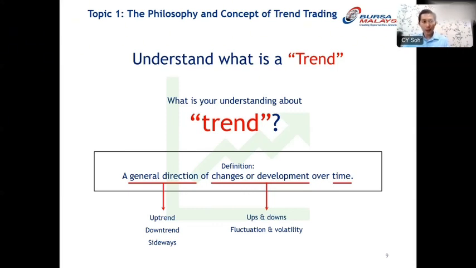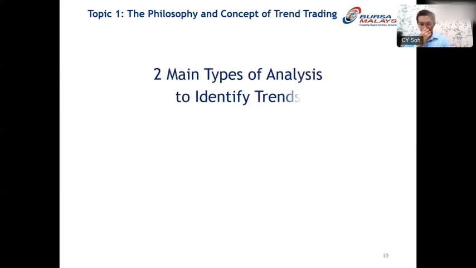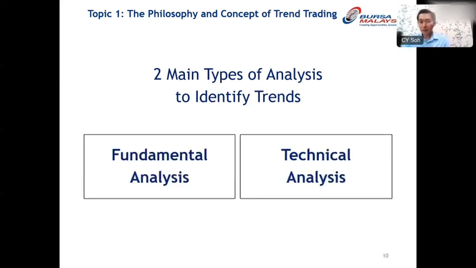So which is why when you understand the concept of trend, and when you are able to accept what a trend is, then it's easier for you to progress in trading. Now, there are two types of analysis for you to identify trend. So probably you may have already guessed it, right? We have fundamental analysis and technical analysis.